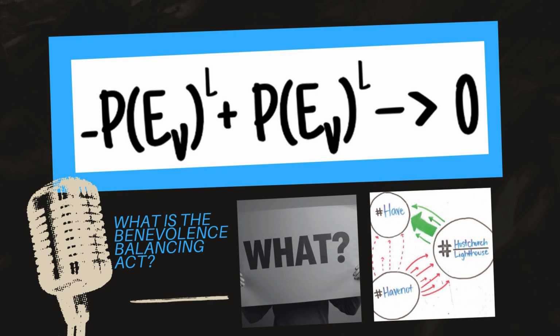So this first part, negative p, open parenthesis, e sub v, close parenthesis, exponent L represents who has what specific surplus, with what context, and where they have it. Now let's look at the other side of the equation. Positive p, open parenthesis, e sub v, close parenthesis, exponent L, plus p or positive p. This represents someone with positive poverty.